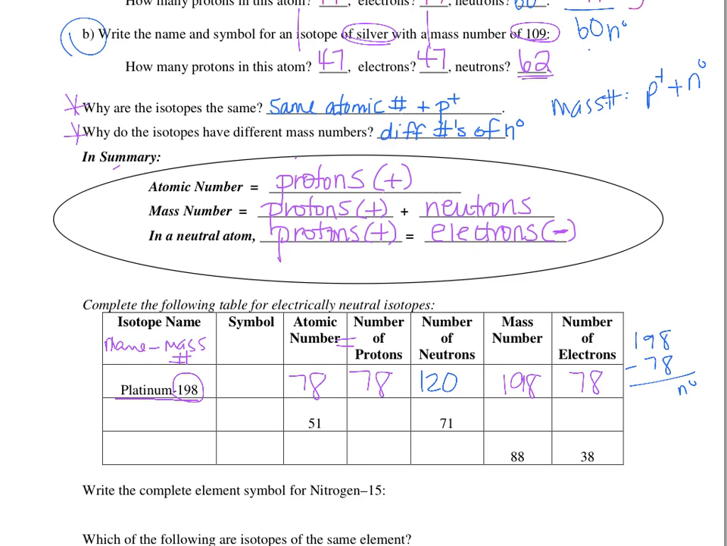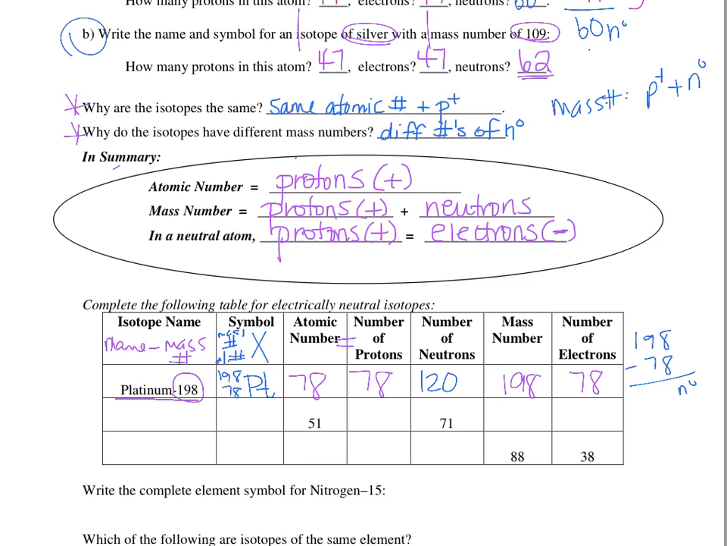So then we want to take this and write our symbol. Remember, when we write the symbol X, whatever our symbol element is, we're always going to put mass number on top and atomic number on bottom. You need to make sure you're writing it this way. I will count it wrong on a quiz or a test if it is not written that way. So platinum is Pt, and my mass number is 198. Be careful that you don't accidentally use the neutron number, and my atomic number is 78.